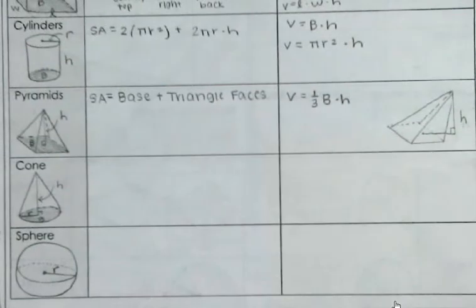Alright, so we're still looking at 11.8, which is taking the surface area and volume of cones. And so, we've already discussed earlier last week, when we were looking at constructions of cones, how to find the surface area from our net. But again, here's our cone.